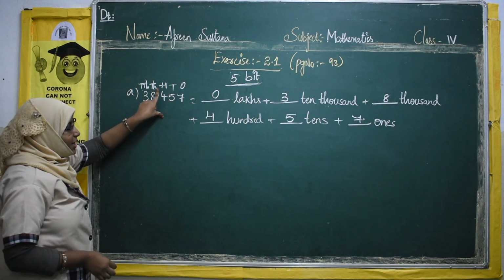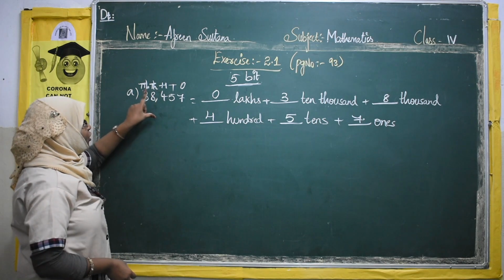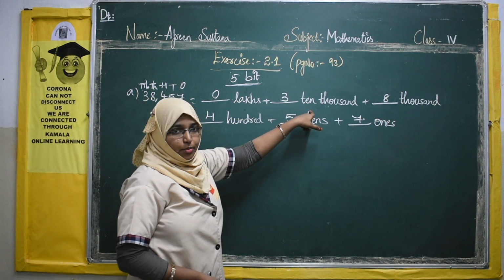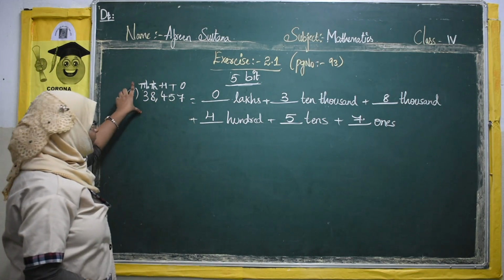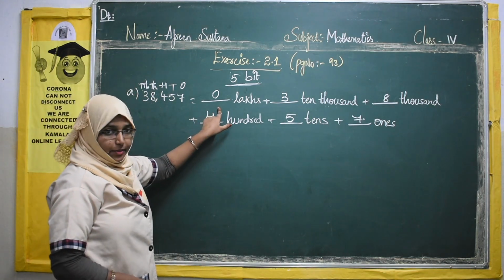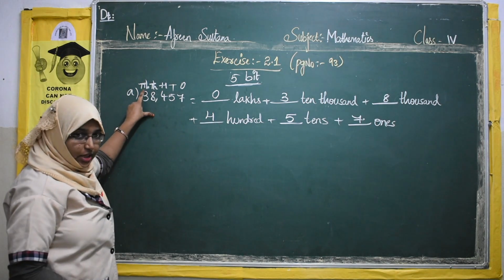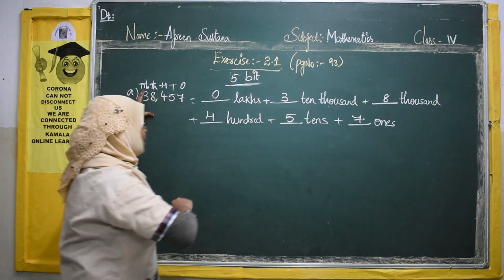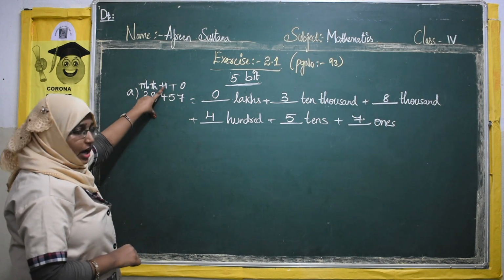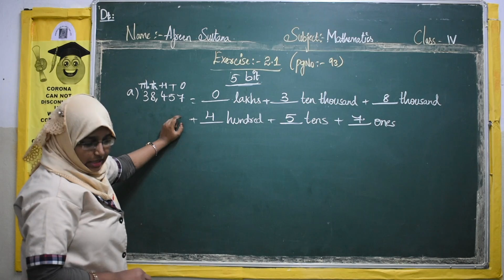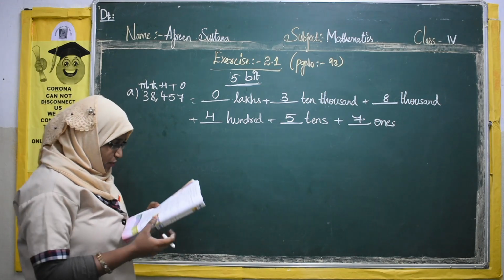Firstly, you write the place values on the top, and then check which digit should go in the proper place. So here there is no lakh place, so no value in the lakh place. It is 0. Next, starting from 10,000, 3 goes in 10,000, 8 in 1,000, 4 in hundreds place, 5 in tens place, and 7 in ones place. Similarly, let us see what the second one is.